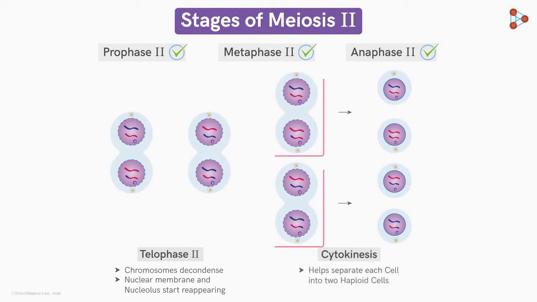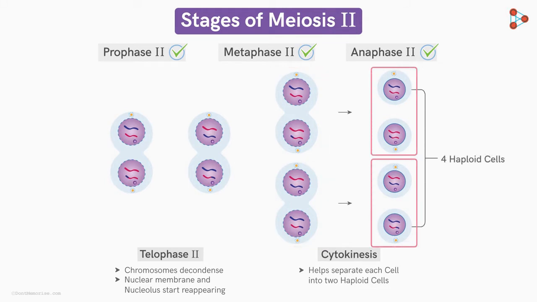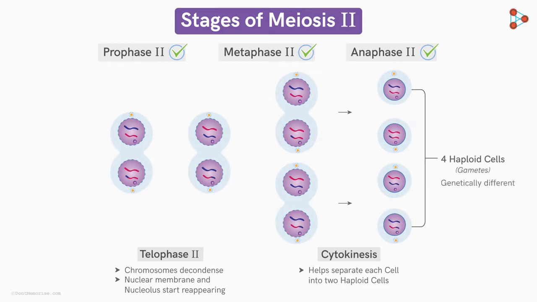Since two cells have simultaneously undergone meiosis II, we get 4 haploid cells at the end. The haploid cells are also called gametes and are genetically different from each other. And why is that so? Genetic difference mainly occurs due to recombination between the chromosomes, which takes place during meiosis I. And with this, we come to an end with the concept of meiosis.